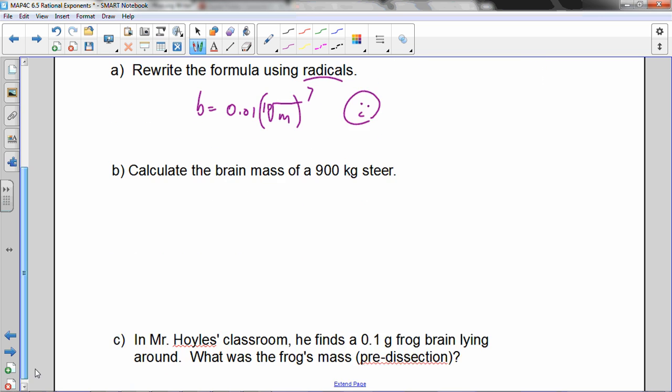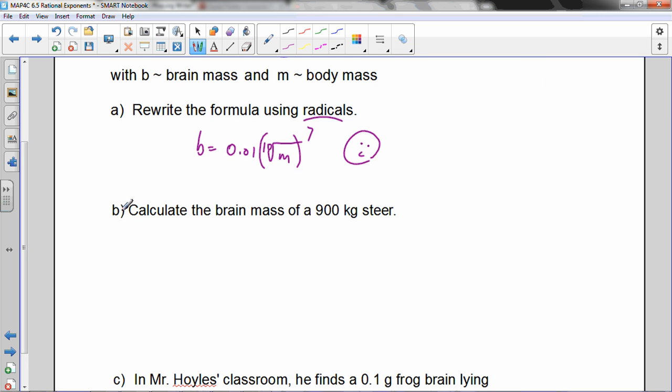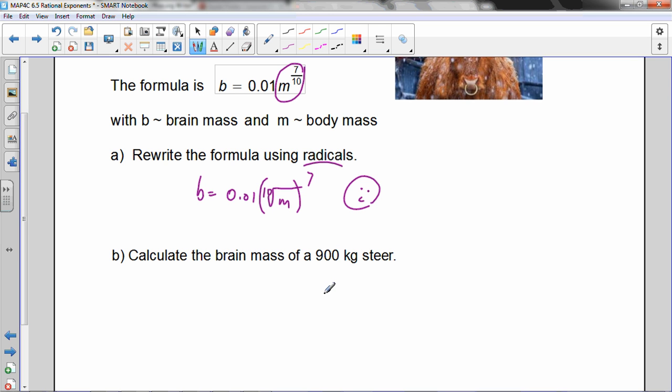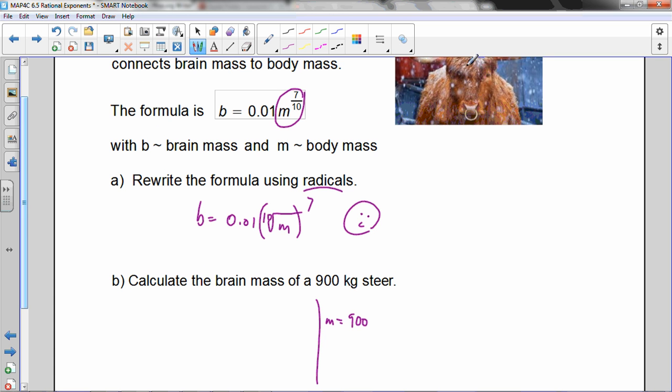Calculate the brain mass of a 900 kilogram steer. And the idea there, this is M, right? M is 900. There it is right there. We want to figure out the brain size of this guy right here. His brain's in there somewhere. What's the mass? Which formula we use depends on how we like to put this into our calculator. Are we good at putting roots into our calculator, or do we like using fractional exponents? That's up to you. That's personal style.